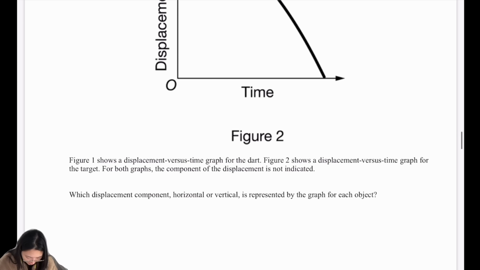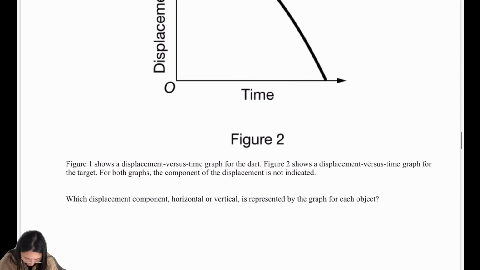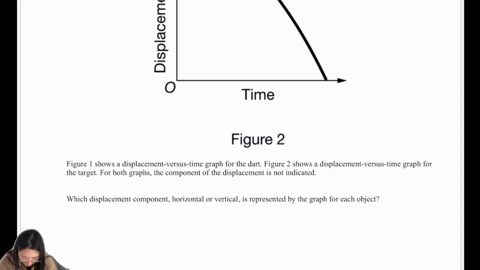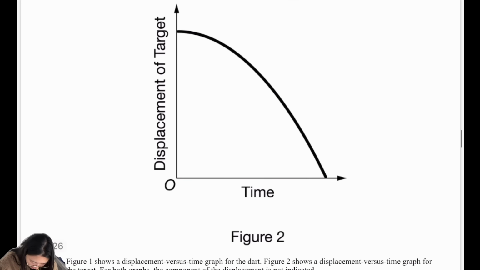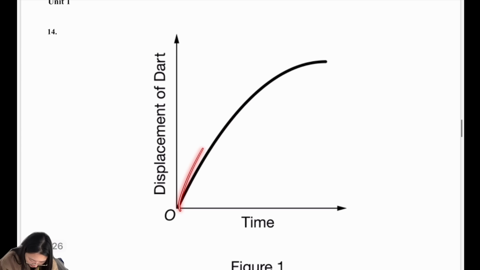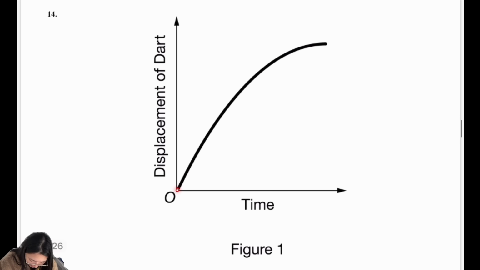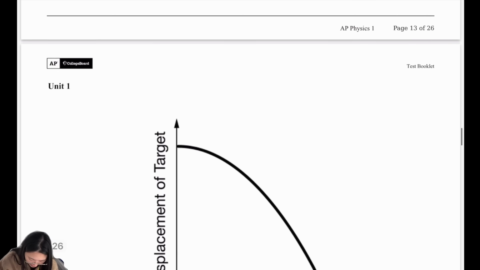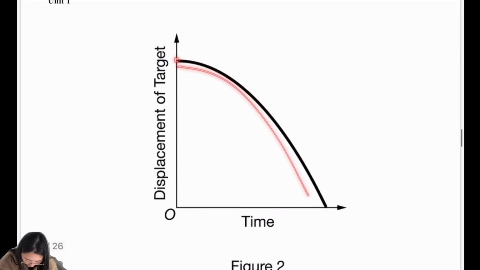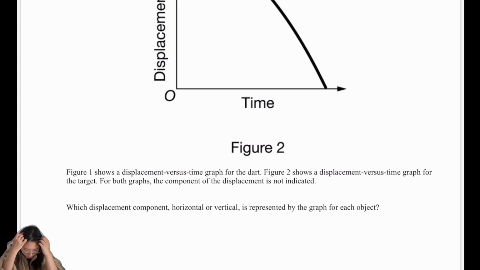Question number 14. Figure 1 shows a displacement versus time graph for the dart, and figure 2 shows a displacement versus time graph for the target. Okay, so this is for the target, this is for the dart. One is increasing from 0 to a positive value, the other one is decreasing from positive. Which displacement component, horizontal or vertical, is represented by the graph for each object?